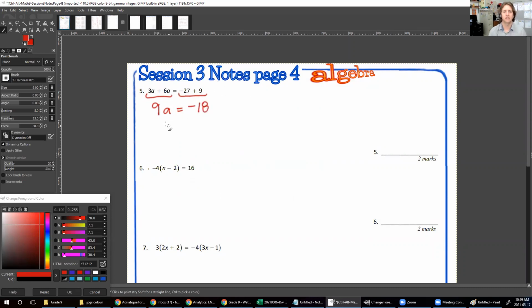Now it's an easy question again. We have 9 times A, so we're going to divide by 9 because it's the opposite of a times by 9. And A is equal to negative 2.